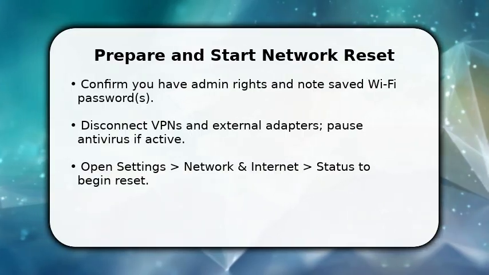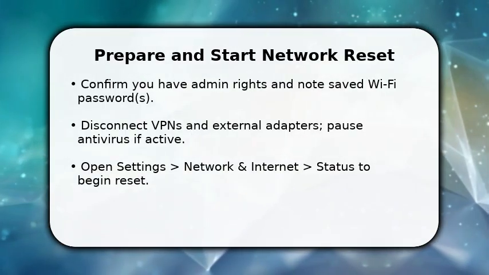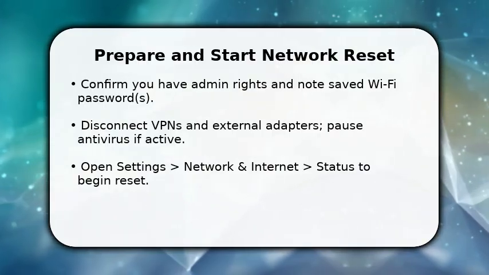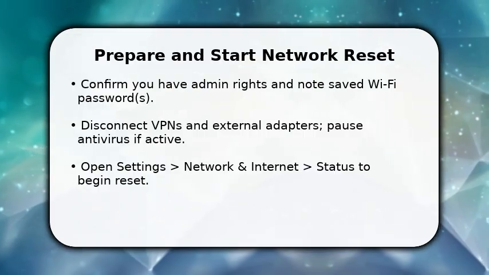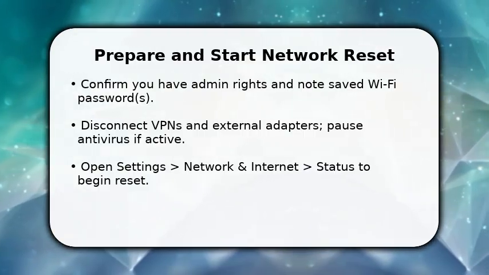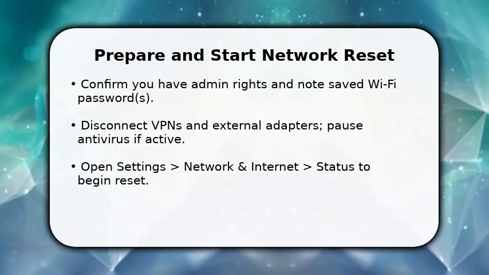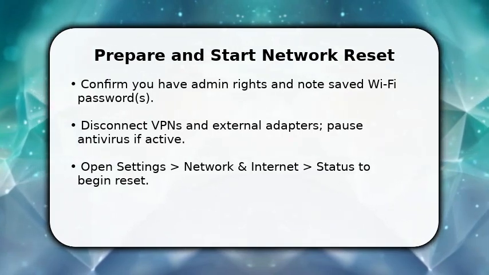Now open Settings, go to Network and Internet, and click Status. You're heading straight for Network Reset. This resets adapters and network components, which clears corrupted settings, so you don't waste time troubleshooting layers that the reset will fix. You perform the reset.